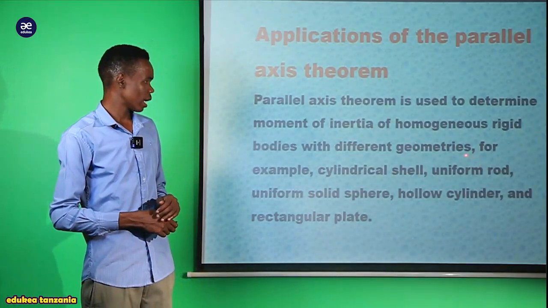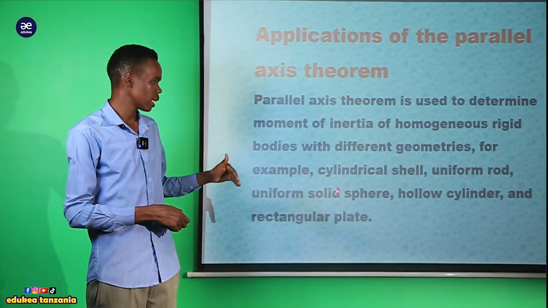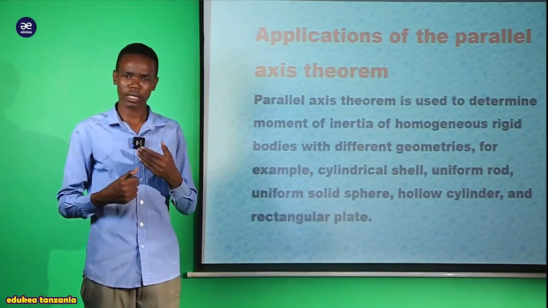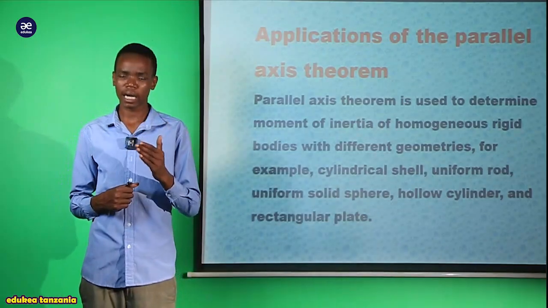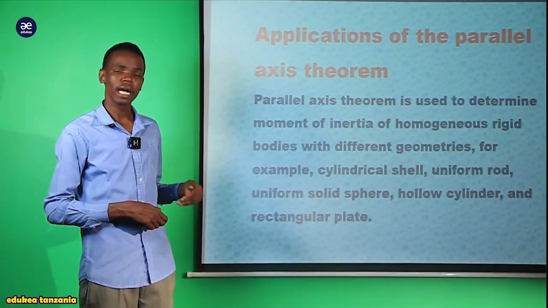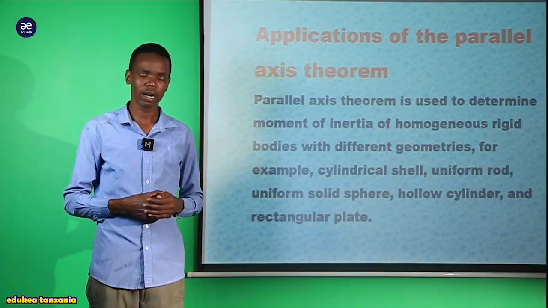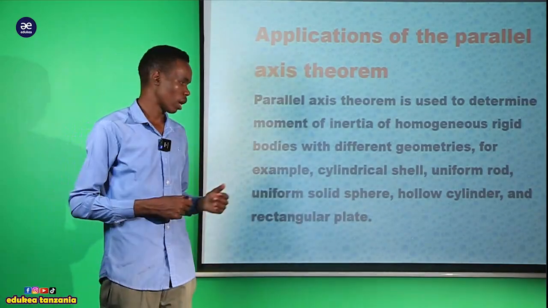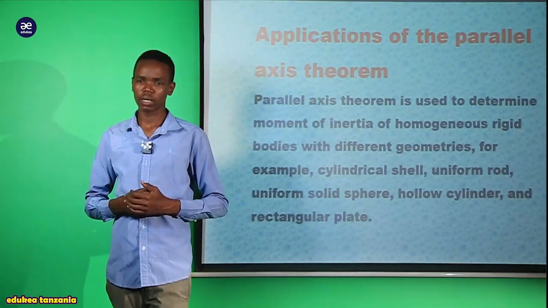The different geometries include, for example, the cylindrical shell. We are going to see how it is applicable for the cylindrical shell and also for the uniform rod. How can we determine the moment of inertia using it through the uniform solid sphere, also the hollow cylinder, and also the rectangular plate? That is what we are going to observe and demonstrate here.